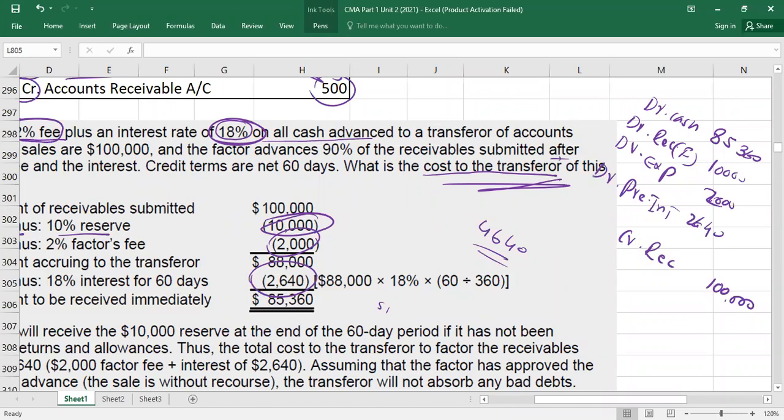Understood? Now, what to do with this prepaid interest? Obviously, this loan is for 2 months. If it is for 2 months, every month you have to pass an amortization entry. You will debit interest expense and credit prepaid interest. The total amount is 2,640 divided by 2, because 2 entries you need to pass, one in each month: 1,320 at the end of the first month, and 1,320 at the end of the second month.